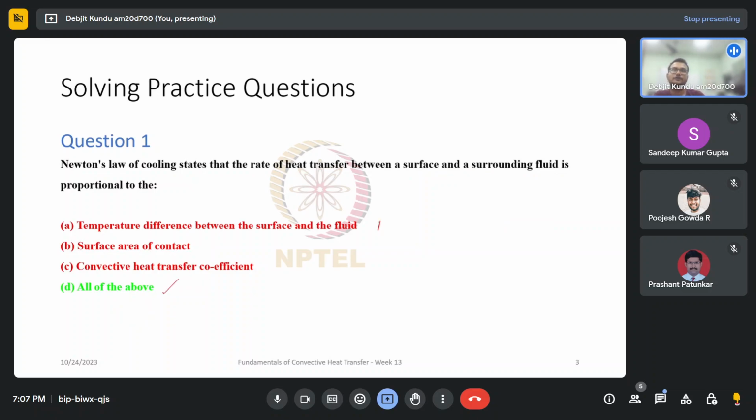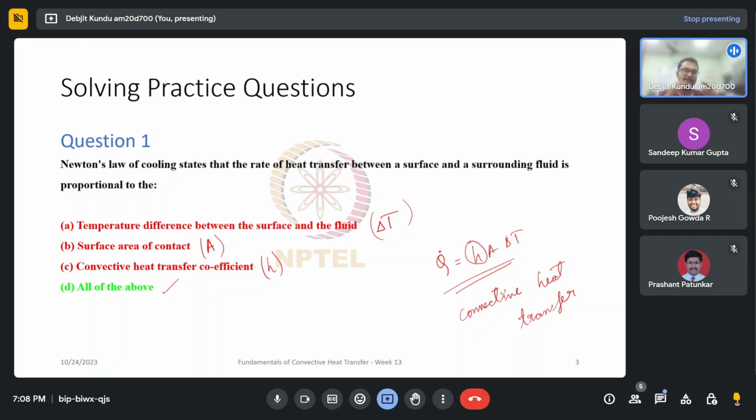So the temperature difference is delta T, the surface area of contact is A, and the convective heat transfer coefficient is h. So we know that the rate of heat transfer Q dot is equal to hA delta T. This comes from Newton's law of cooling, and this is one of the fundamental equations which we use for calculating the rate of convective heat transfer. And as we have seen, all the details, all the analysis, the purpose of all that is to find out this value of h.